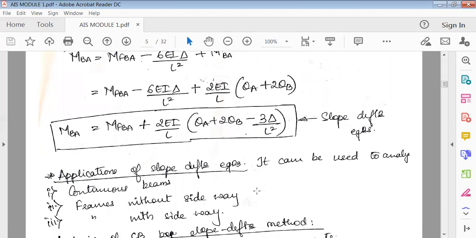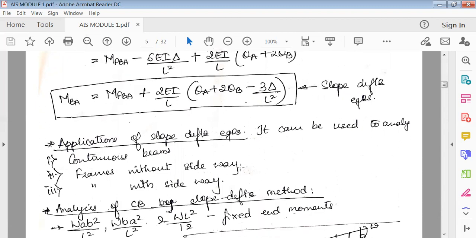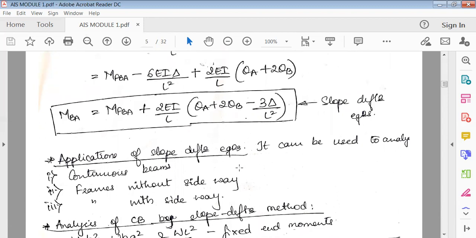As and when we solve the problems, things will become clearer. So where can you use this? The applications are mainly continuous beams, frames without sideway, and frames with sideway. All the slope deflection equations and the methods we will be using here are used for indeterminate structures, which are structures where the unknown parameters are greater than 3.